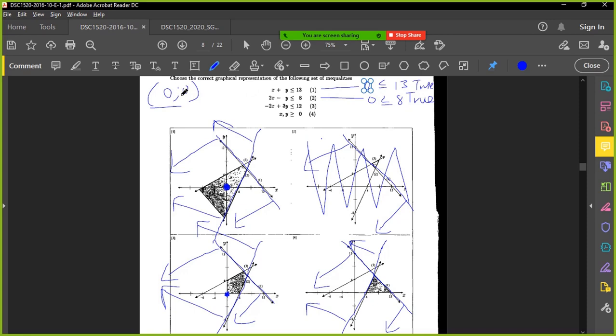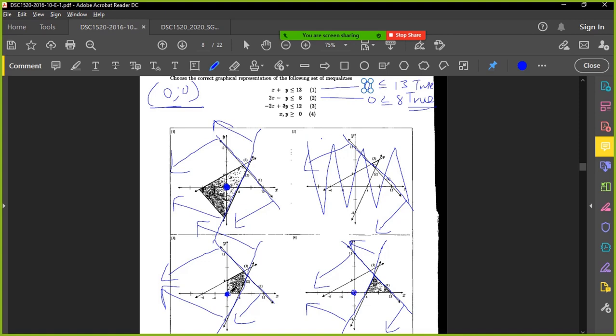I just use the origin because it's the easiest one to plug in. So if I plug in 0 and 0 here, I have 0 less than or equal to 8. Is that point valid? It is valid. Do you agree? It's true. So it's true if the graph, so the graph is here. There's the graph.